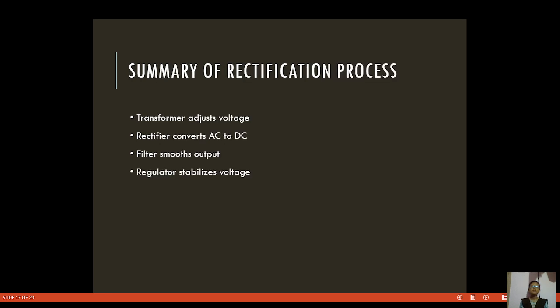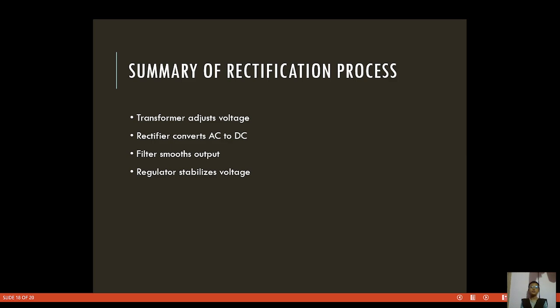And next, this is the whole summary. As we have discussed, the transformer adjusts the voltage, and the adjusted voltage is passed to the rectifier. The transformer output is also an AC. This AC is transferred to the rectifier, which converts the AC to DC.